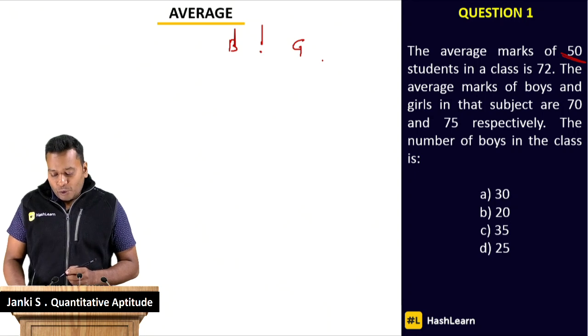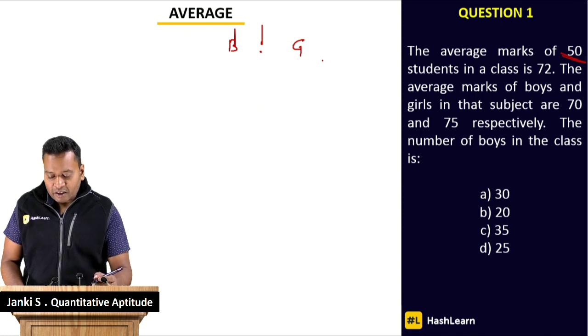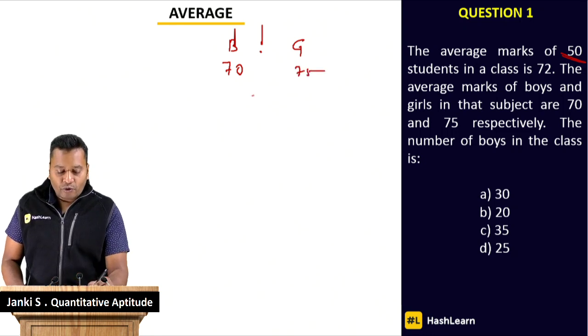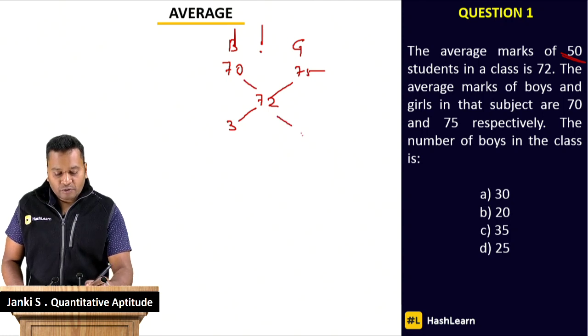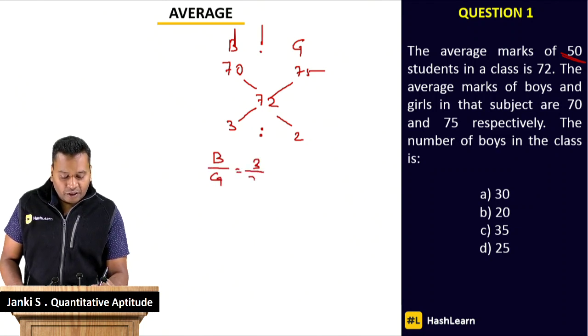So for boys, what is the rate given? What is the average mark given? Average mark for boys are nothing but 70. Average mark for girls are nothing but 75. And what is the overall average? Overall average is number 72. So I'll apply the format of allegation. I'll subtract these two values. That's nothing but 3 here. I'll subtract these two values. That's nothing but 2. That means boys and girls should be in the ratio of 3:2, right? So I'll get a relation boys and girls are in the ratio of 3:2.